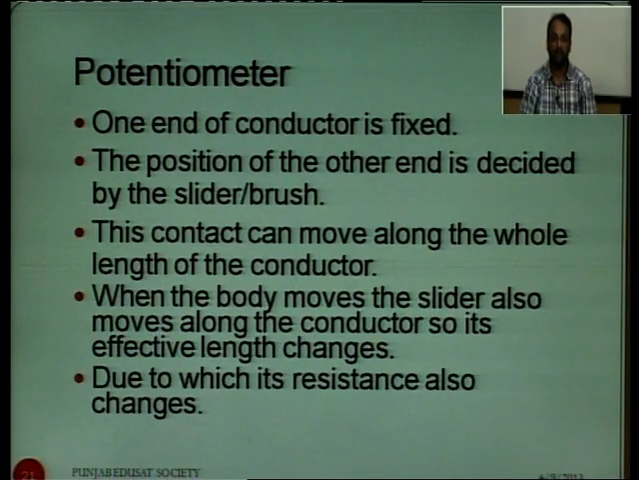This moving contact can move along the whole length of the conductor. When the body moves, the slider also moves along the conductor, so its effective length changes. As the slider moves, there is a change in the effective length of the conductor. Due to the change of the length of the conductor, the resistance of the conductor also changes.